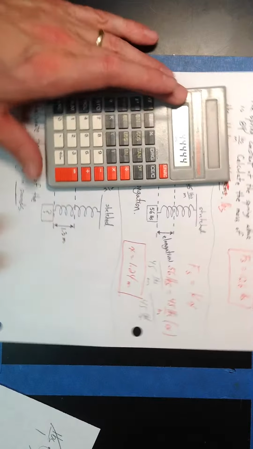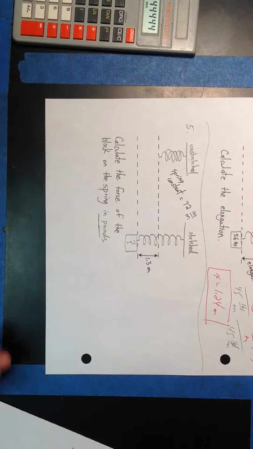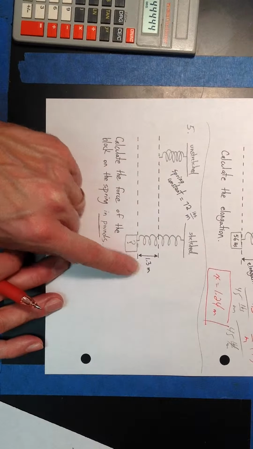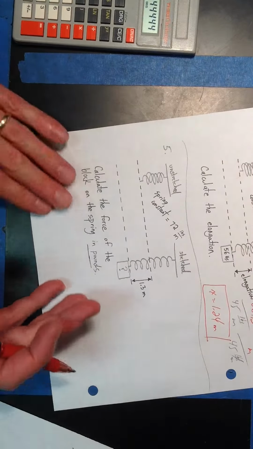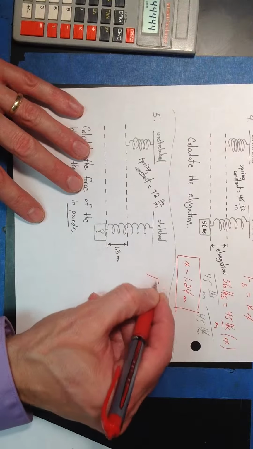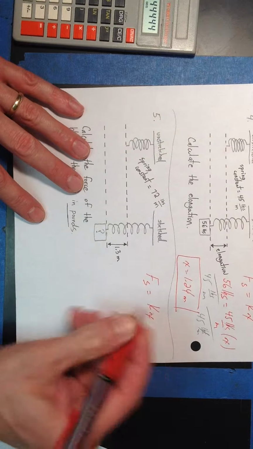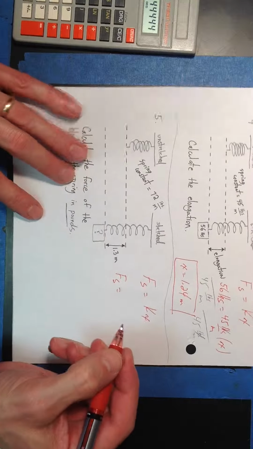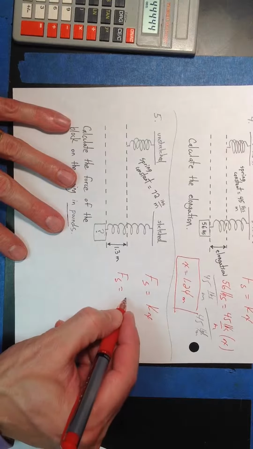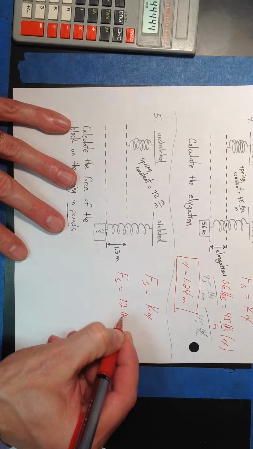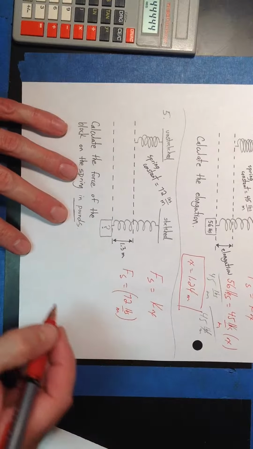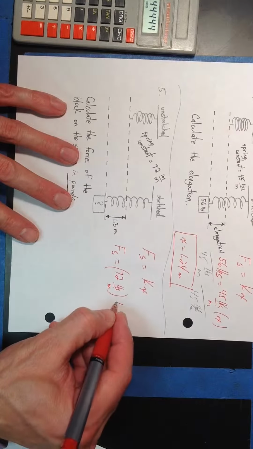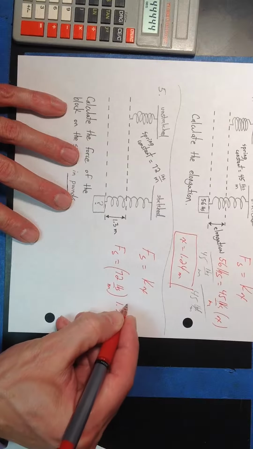Okay? And then number 5 looks like this. I have the spring constant, I have the elongation. Now I'm trying to calculate the force on the spring in pounds, or basically the weight that is applying the force. Now I do this. F of S equals Kx. F of S equals spring constant is 72 pounds per meter times the elongation, which is that.